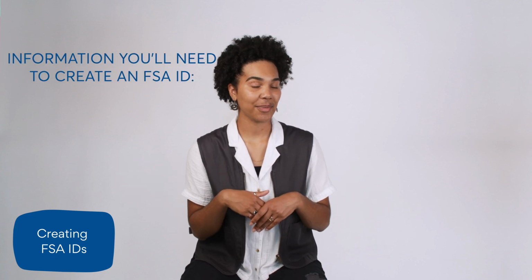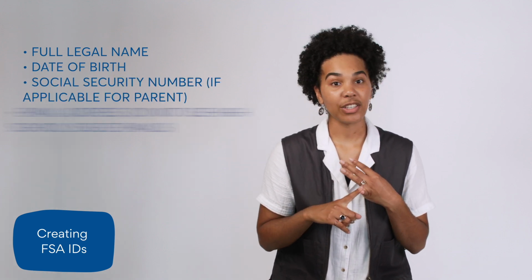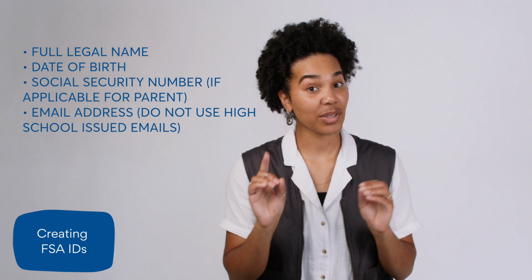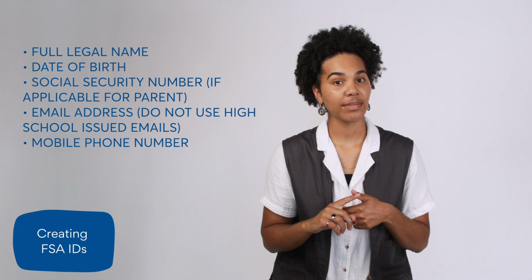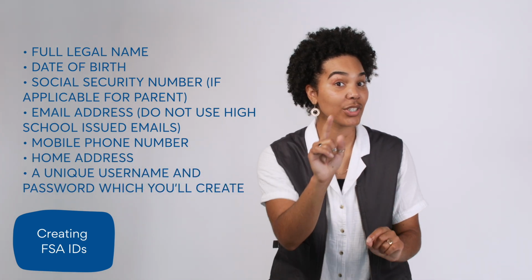Every contributor will need to have their own FSA ID. So that means the student needs an FSA ID, and if you're a dependent student, the other contributor on your application will also need an FSA ID. Here's the information that you'll need to do so. Your full legal name, date of birth, social security number if applicable for the parent, email address. Please do not use your high school issued email address, use a personal one, mobile phone number, home address, a unique username and password which you'll create.